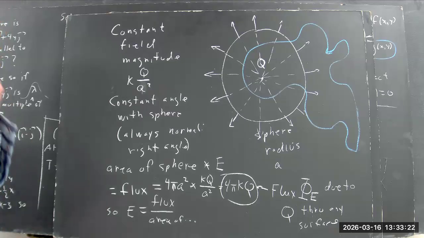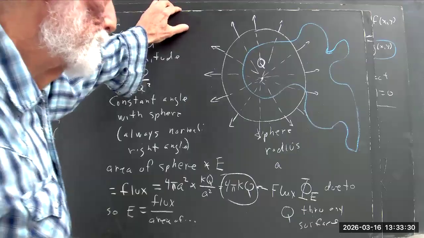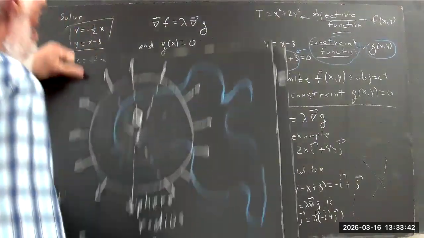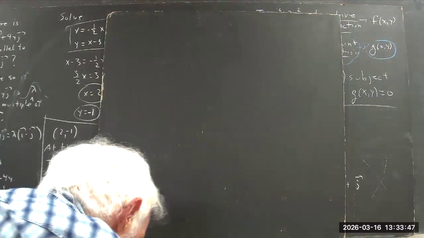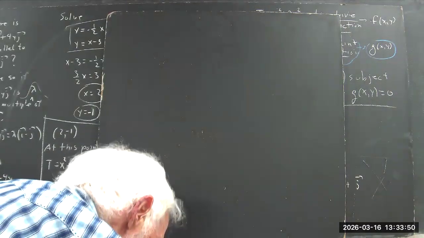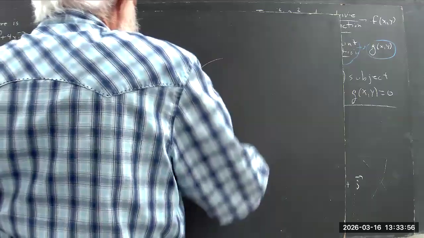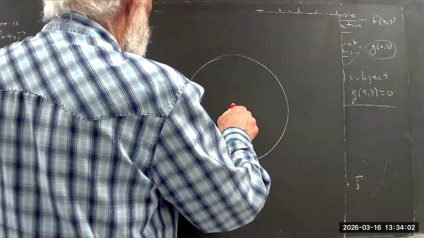So let's say now, instead of a charge Q, I've got... miracle, I didn't break something. So if I have the sphere, it's a little better. It's not a bad circle. Probably missed the center.